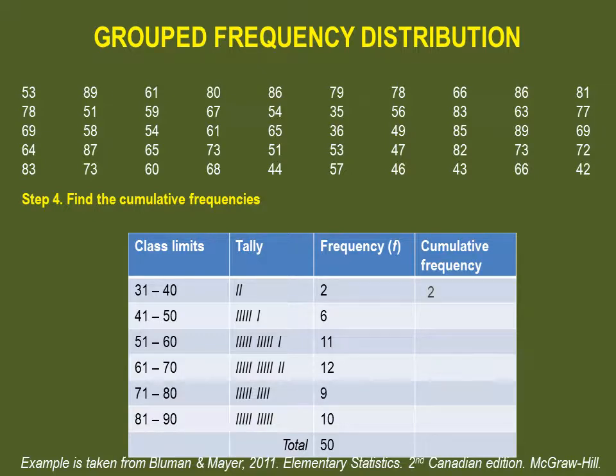So our cumulative frequency, because we have no classes before that, is 2. Now moving on to our second class, what we do is we add the frequency of the second class to the frequency of the first class. So 2 plus 6 is equal to 8. Moving on to the third class, we add 8 to 11, which is the frequency of our third class, and that gives us 19. And we do this all the way down until we reach the last class.